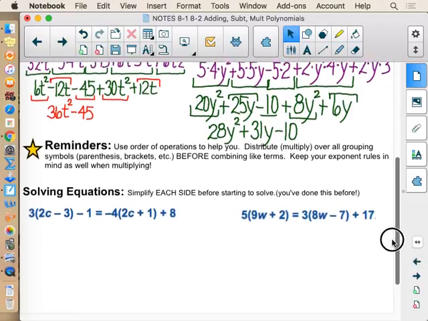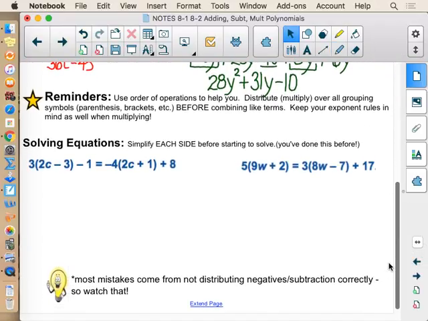You're going to use all those skills in order to solve equations as your kind of finishing skill today. The reminder on here says to use order of operations to help you. Distribute or multiply over all grouping symbols, whether they're parentheses or brackets, before you combine like terms. So just like Aunt Sally, we multiply before we add and subtract. Keep your exponent rules in mind, but only when you're multiplying. So not when you're adding and subtracting terms, because when you're adding and subtracting terms, those rules don't apply.